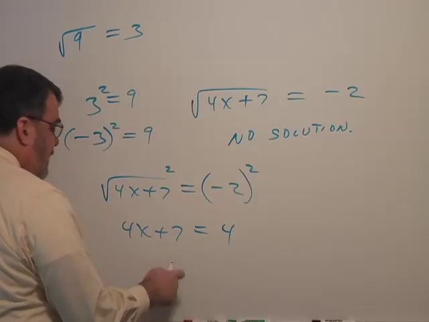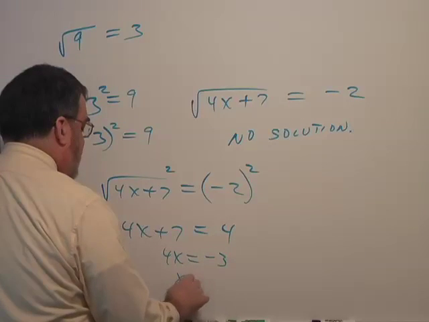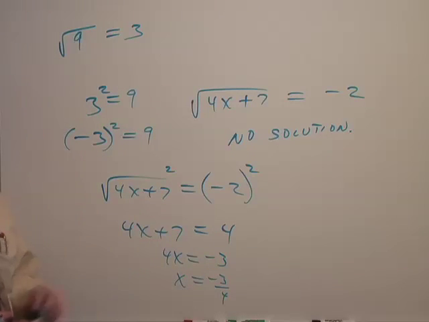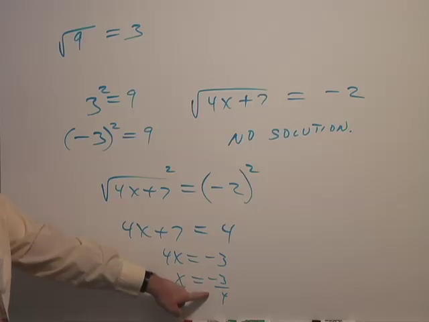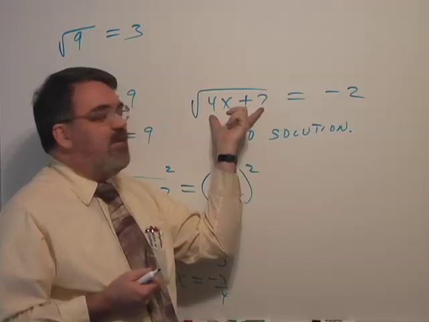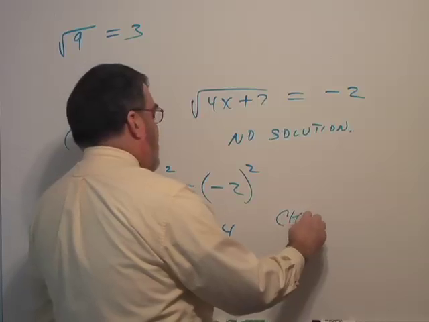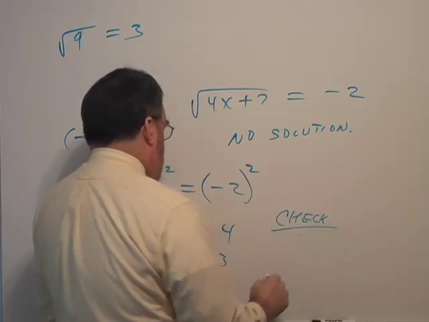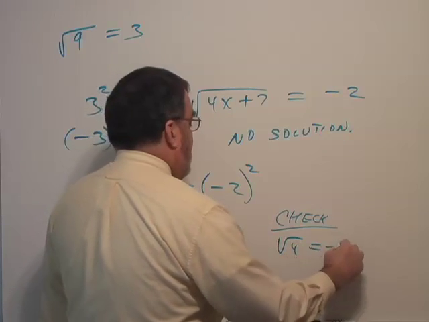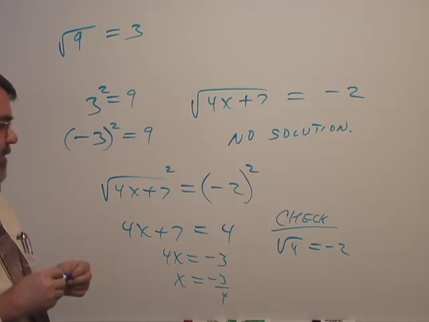And then we could finish solving here. 4x would equal negative 3, so x would be negative 3/4. And there's nothing wrong with having a negative answer for an equation. The problem is that when I plug negative 3/4 into here, I'm going to get the square root of 4. So when we check it, we put this number in here, turn the crank, and we get the square root of 4 equals negative 2. And that violates our notion that a square root cannot be negative.